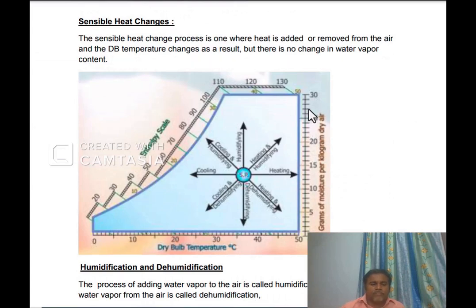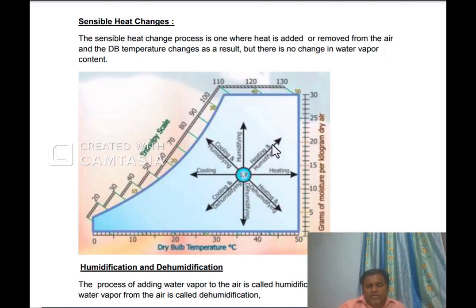See here, I want to show you another thing: how our heating and cooling conditions are being processed by using the psychrometric chart, and you can analyze how the directions are also being moved up and down and across.